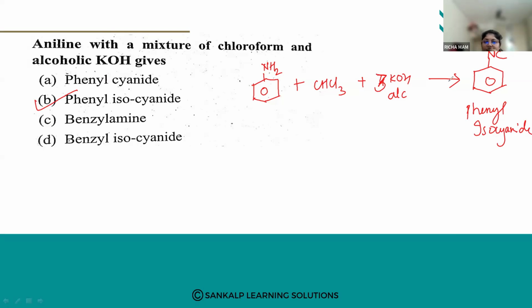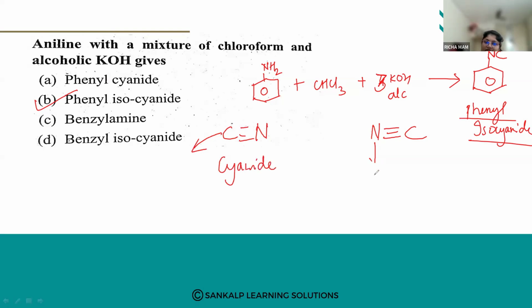So aniline, when you react it with a mixture of chloroform and alcoholic KOH, gives phenyl isocyanide. Isocyanide means your nitrogen is attached, so both the carbon and nitrogen are at the center. When carbon gets attached, they form cyanide, and when nitrogen gets attached, it is called isocyanide. Fine. Let us go for the next one.